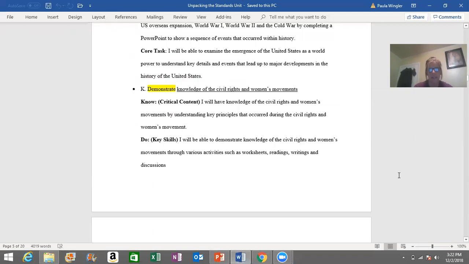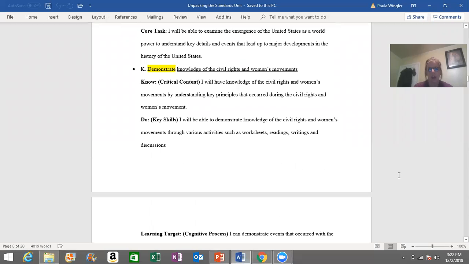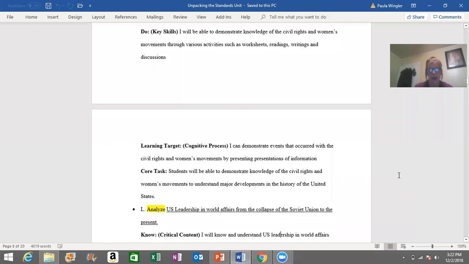Then K, they're going to demonstrate knowledge of the civil rights and women's movements. So they're going to know the rights of the women's movements. They're going to understand key principles and why it occurred. They're going to be able to demonstrate the knowledge of that.